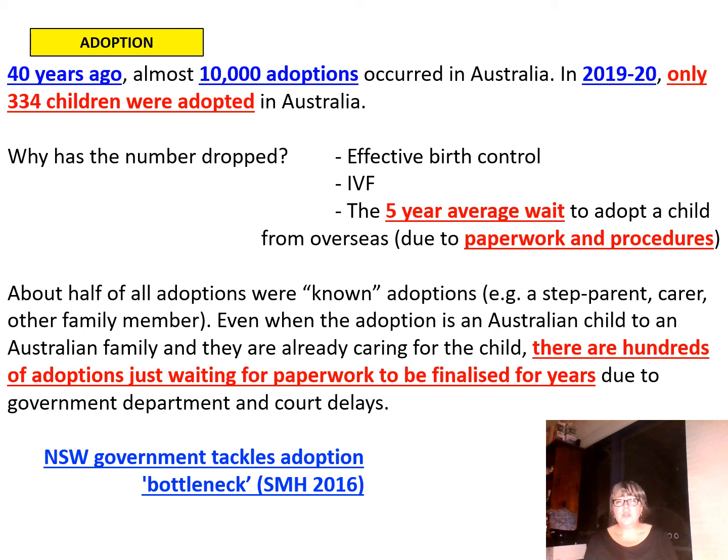About half of all adoptions were known adoptions. This is where a step-parent, carer or other family member adopted a child. Even when the adoption is an Australian child to an Australian family and they're already caring for the child, there are hundreds of adoptions just waiting for paperwork to be finalised for years due to government departments and court delays. It's come into the media a few times about speeding up adoption, and I'm going to look at one of them a little bit further down the line with people you might recognise.